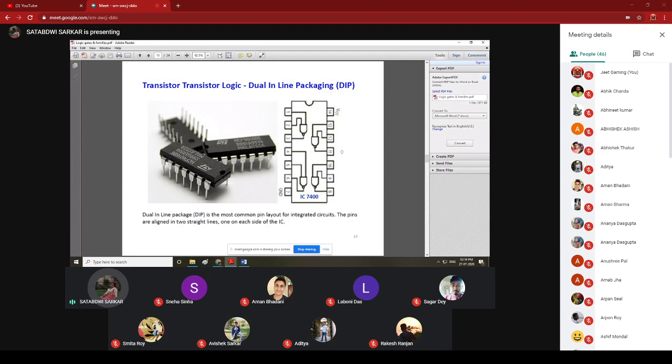the truth table verification of different logic gates in the lab. But if we have to design using this NAND gate as a universal gate, then several ICs can be required.